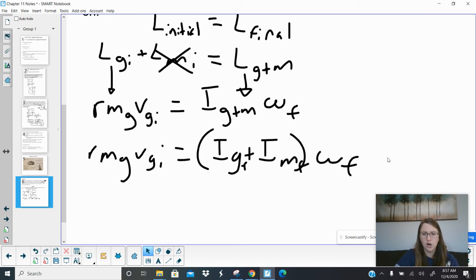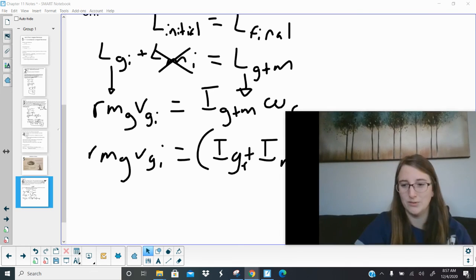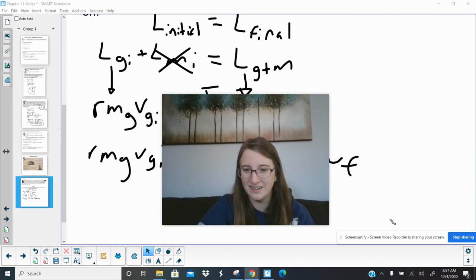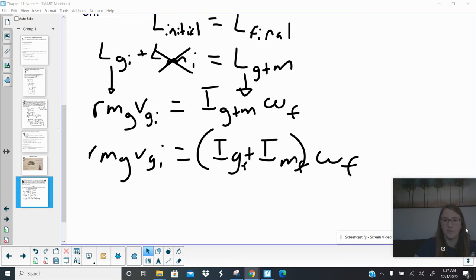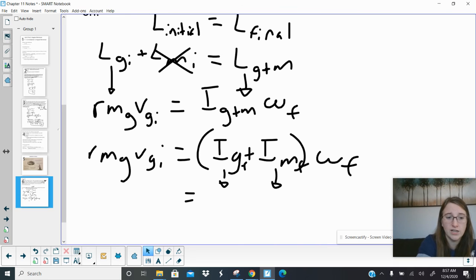And I want to see if you guys can go from here. I want to see if you guys can kind of finish this up from here. So I'm going to scroll up. What we're going to do here is rewrite this one more time, replacing with the rotational inertia formulas. And then we're basically going to be able to plug everything in.